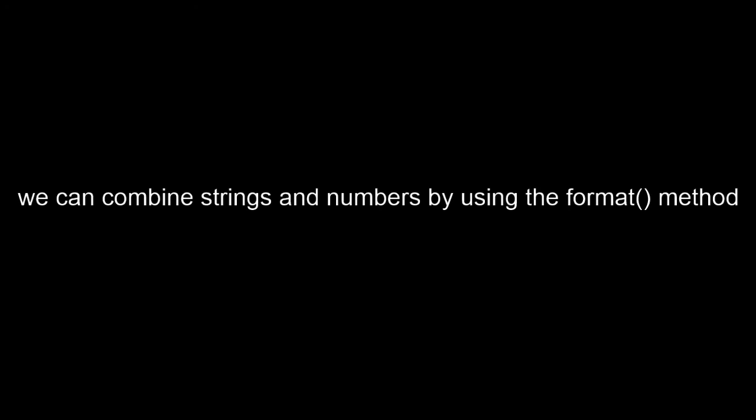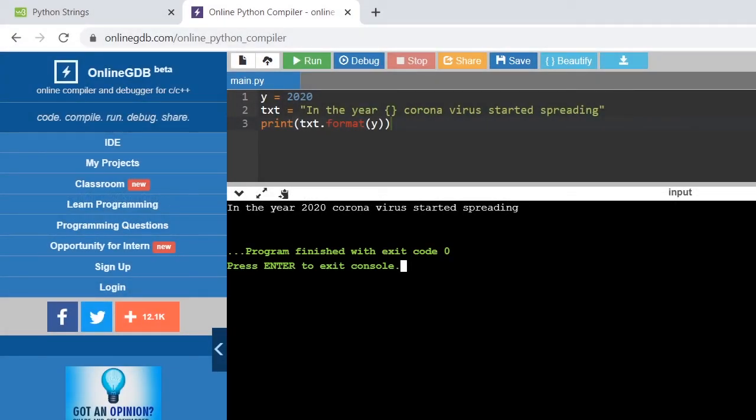We can also combine numbers and strings using the format method. In this example, there is a number y equal to 2020. There is a string txt, and inside the string, opening brace and closing braces are used.